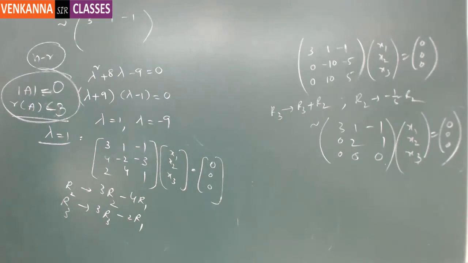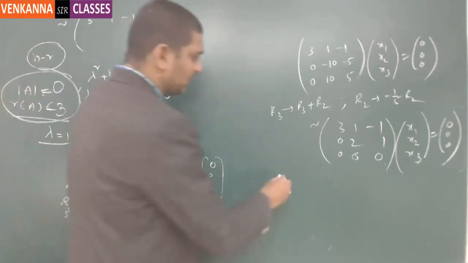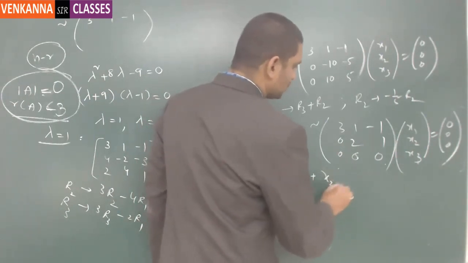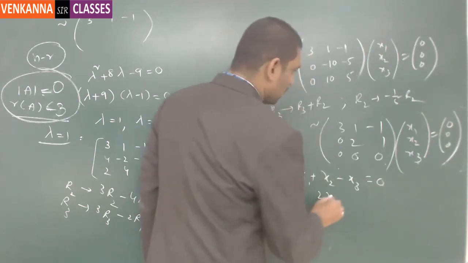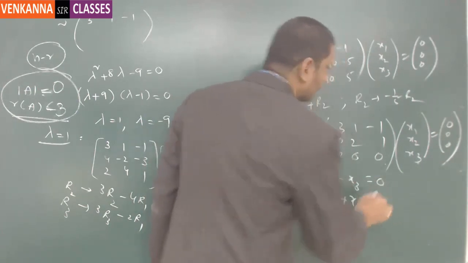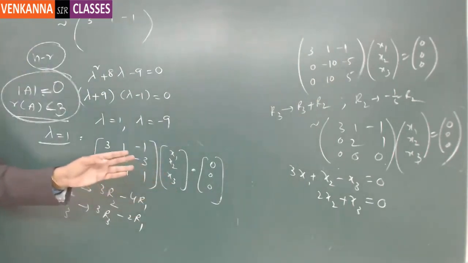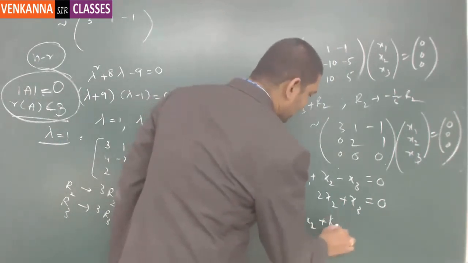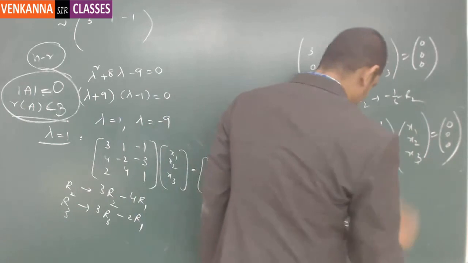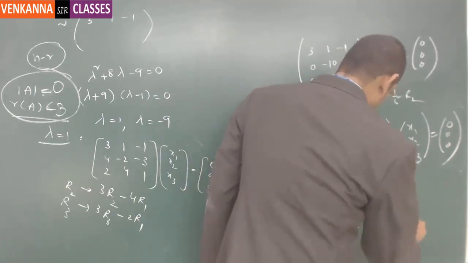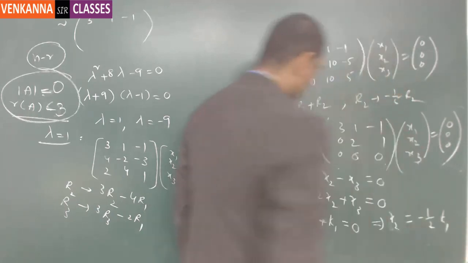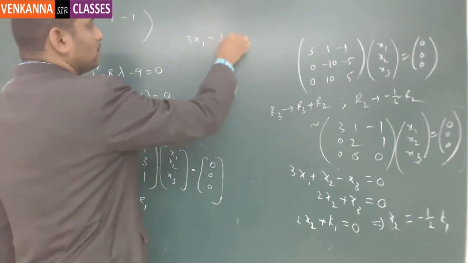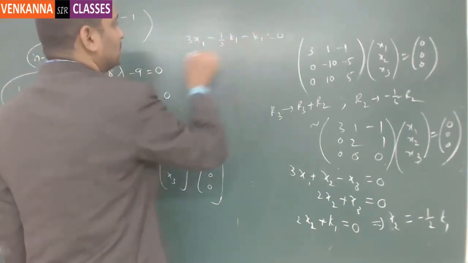Accepted? So if you have written the corresponding equations, 3x1 plus x2 minus x3 equal to 0, 2x2 plus x3 equal to 0. So from this, taking the last variable x3 as a constant k1, you can say 2x2 plus k1 equal to 0, which implies x2 is equal to minus 1 by 2 k1. Substituting the values here, 3x1 minus 1 by 2 k1 minus k1 equal to 0.